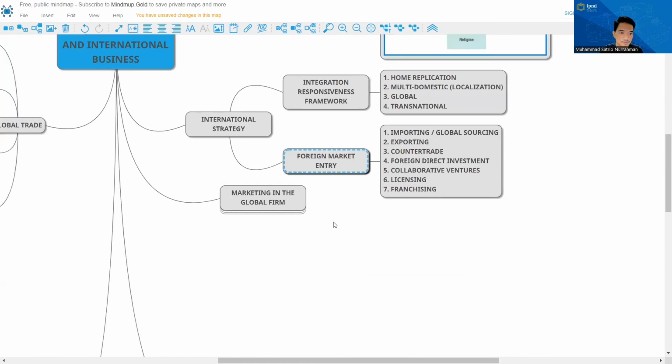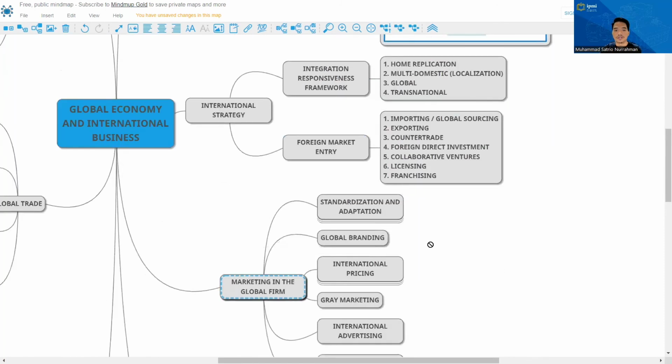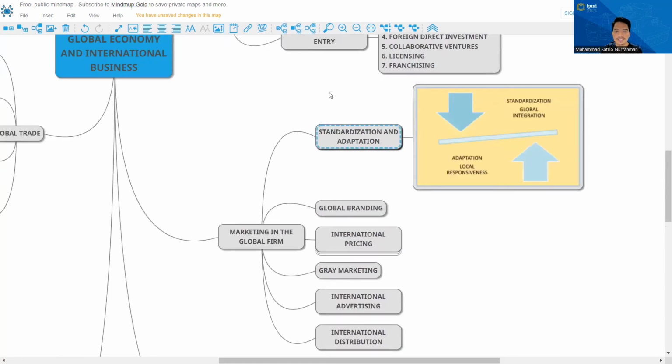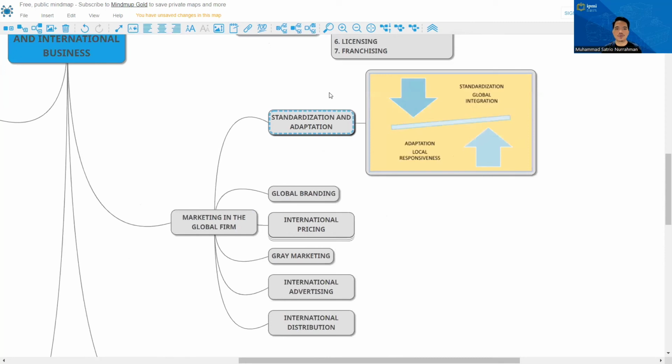Okay, now let's move to the next topic from this course. It's about marketing in the global firm. In this topic, we learn around 6 subtopics. The first one is standardization and adaptation, which means that for a company to grow into international business, it needs to balance standardization, global integration, and adaptation for local responsiveness. It's a must for the company to become an international business.